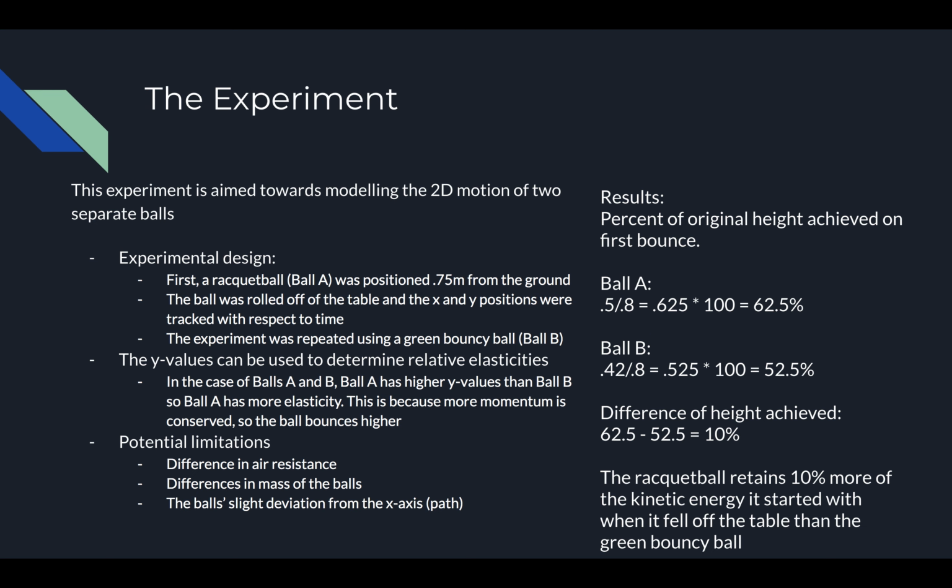And then potential limitations: there are differences in air resistance, differences in mass of the balls, and we had to repeat a couple of trials because the balls deviated from the path a couple of times, so we needed to make sure that it went in a straight line after bouncing off the table.